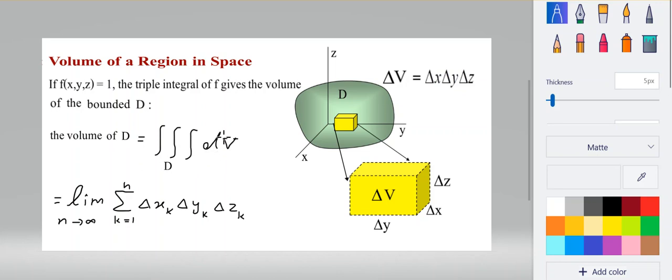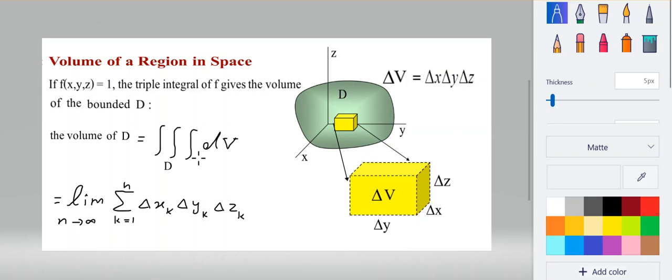Look at here. This integral is defined to be the limit of Riemann sum, right? But here f of x_k, y_k, z_k is 1. So only the limit of the sum of delta V_k is left. And delta V_k is the product of these 3 elements, which means the volume of each small box. So this sum is the sum of all small boxes inside D, which is approximately equal to the volume of region D.